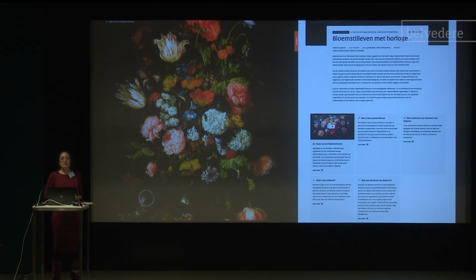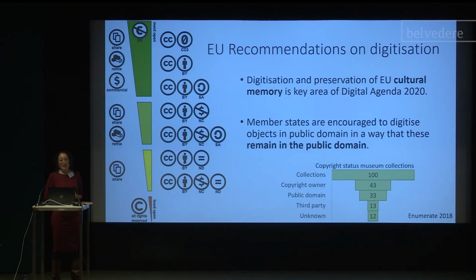As Christian well mentioned, to do this kind of work, digitisation in museums, you need a policy and financial framework. In Europe, luckily we have this Digital Agenda 2020 that accepts digitization and preservation of culture as our cultural memory. And they recommend that when museums have content in the public domain, they should digitize it so that it remains in the public domain. From the Enumerate survey, it seems that only 13% of museum collections have copyright held by a third party. So that should not be the reason for not publishing online.